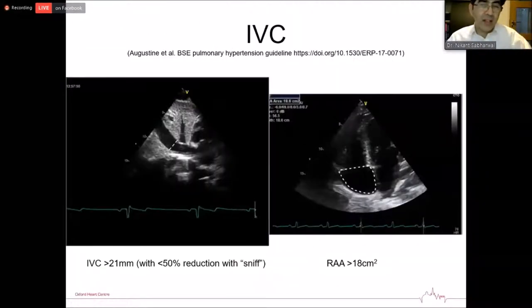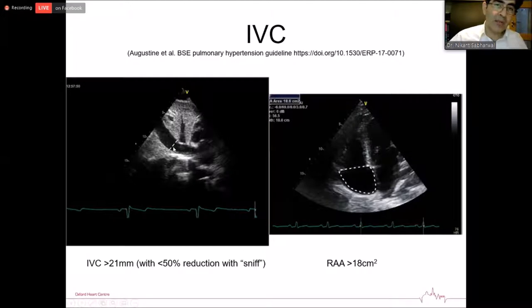And then the last thing they ask you to look at is the IVC. So IVC and RA together, if your IVC is more than 21 millimeters and there's a less than 50% reduction with your sniff test, you will tick 1 point. Or if your right atrial area in end systole is more than 18 square centimeters, so a big right atrium, that's another alternative way of getting your point.